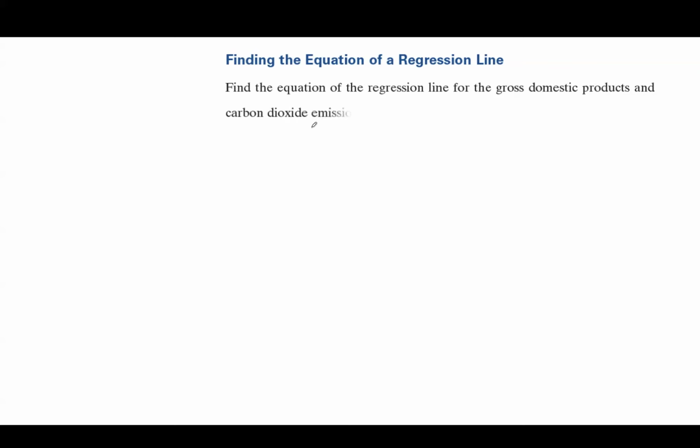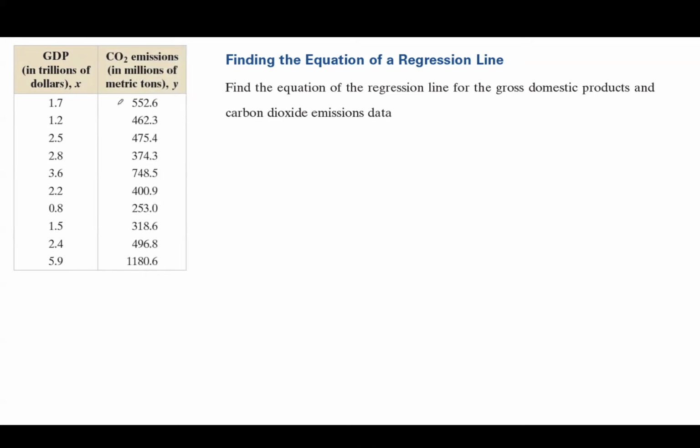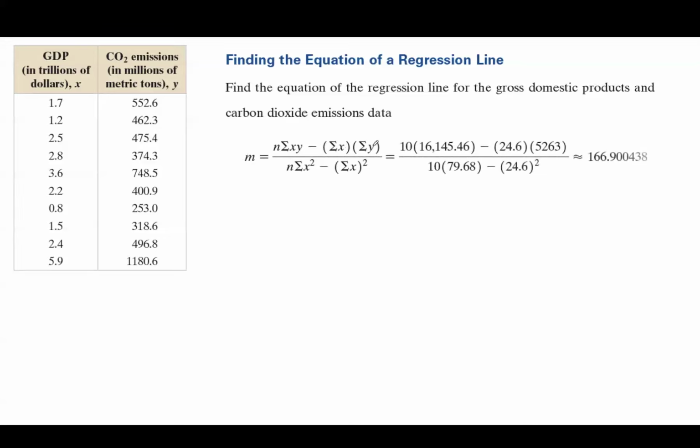Let's go over one example. Find the equation of the regression line for the gross domestic products and the carbon dioxide emissions, the data we saw in the previous example. For each x value, we have a y value. So how do we find the equation of the regression line? First, we need to find the slope of the line: n times sigma xy minus sigma x times sigma y, divided by n sigma x squared minus sigma x to the power 2. We calculated all of these numbers in example 1.